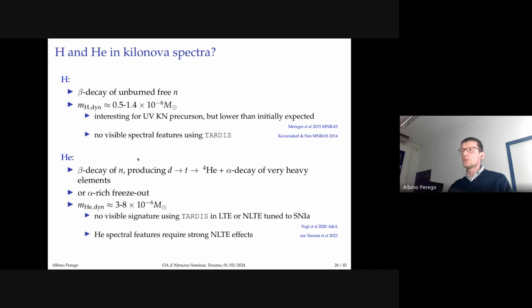What about helium? So I want to skip here the part about hydrogen. What about helium? We have observed also helium here, and in particular, we have identified with Diego for the first time a new chain to produce helium through deuterium and tritium.